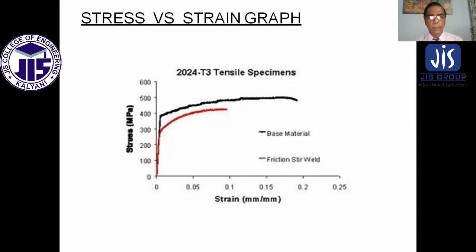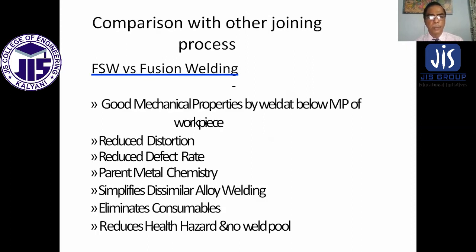Comparison with other joining processes: friction stir welding versus fusion welding. Good mechanical properties as the weld is made below the melting point of the workpiece. Reduced distortion, reduced defect rate, better metal chemistry, simplified dissimilar alloy welding, eliminates consumables, reduced health hazards and no weld pool. Sometimes it is called green welding. Friction stir welding is green welding.